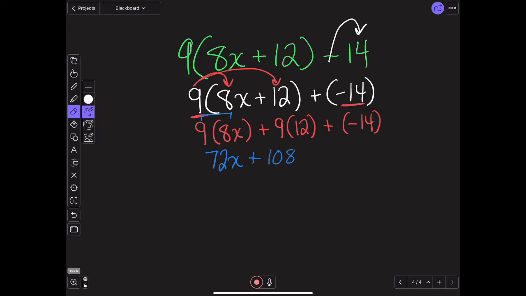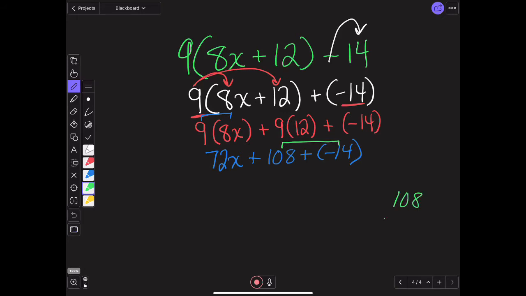Okay, now we're going to bring down the negative 14. So our like terms right now are these. Oopsies. I'm having some issues with my Apple Pencil today. That's okay. Different signs subtract. We're going to do 108 minus 14. Now I'm going to be careful here. This is the one I'm going to go ahead and work out. We get 94, okay? And that's going to be a positive 94 because we take the sign of the higher number, and that's 108. So we have 72x.